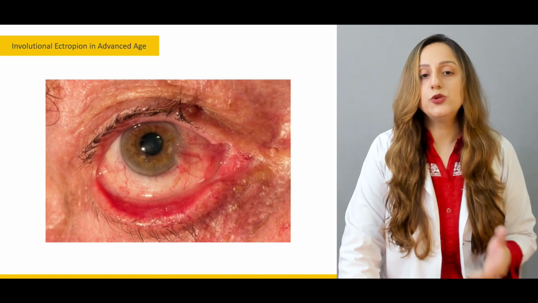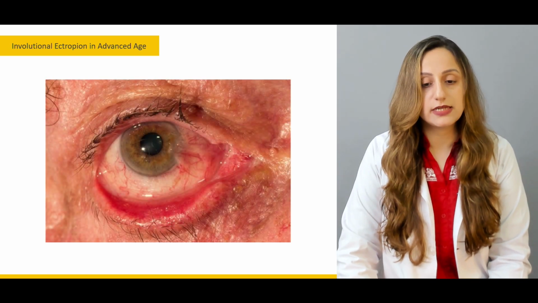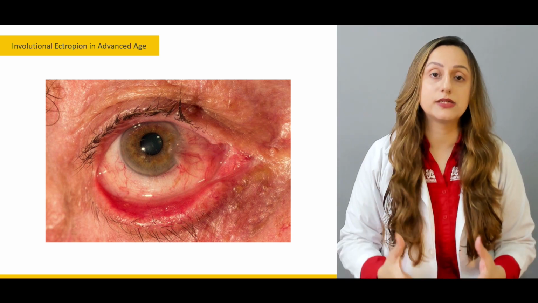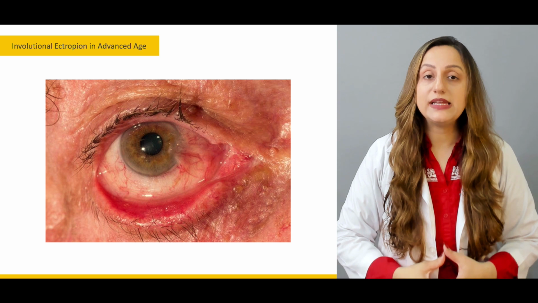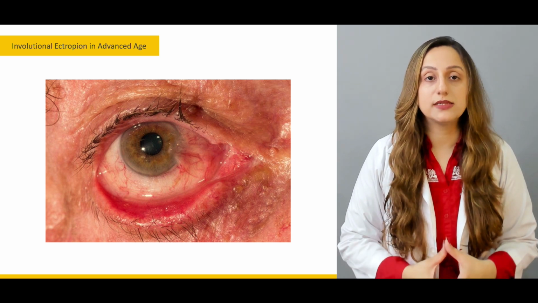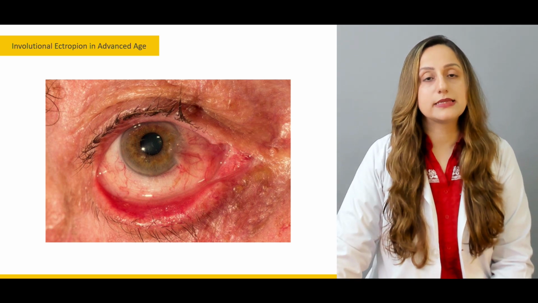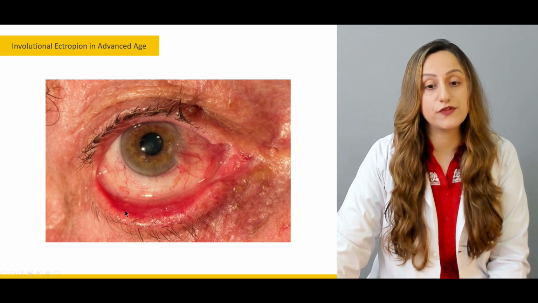Then you have the involutional ectropion in the advanced ages. So sometimes this ectropion is another condition in which we have laxity of the aponeurosis, and that is again going to result in this particular kind of eversion of the lower eyelid.